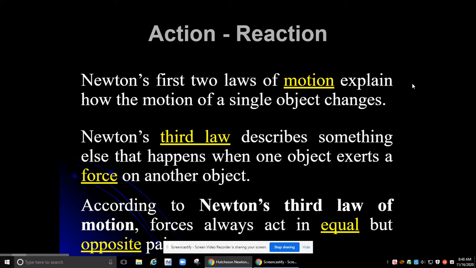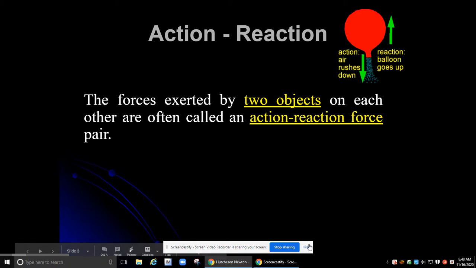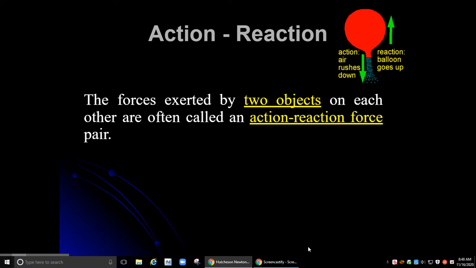According to Newton's third law of motion, forces always act in equal and opposite pairs. The forces exerted by two objects on each other are often called action-reaction force pairs. So if you look at the image at the top with the balloon, the air is rushing down, which forces the balloon up. And so the forces are both equal and opposite in direction.